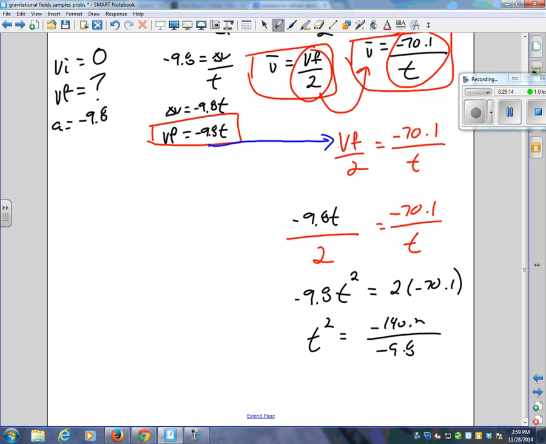I get that it's a challenge. It's okay if you don't get these on the first crack. It's really okay. I get T of 3.8 seconds.